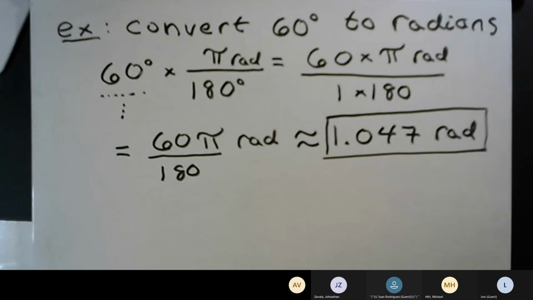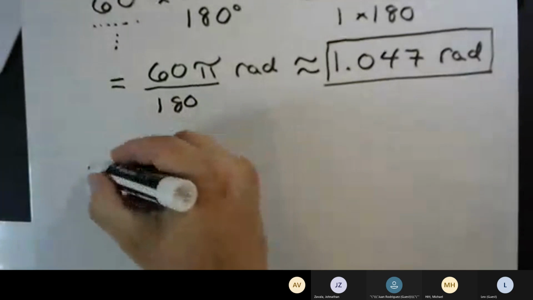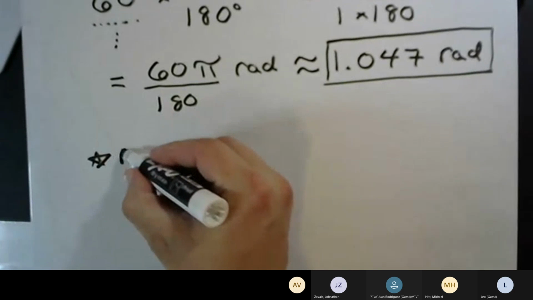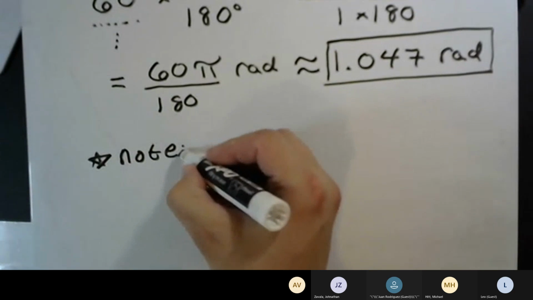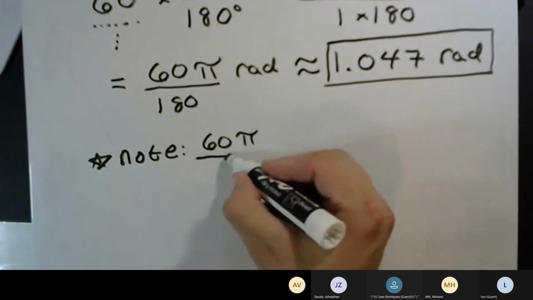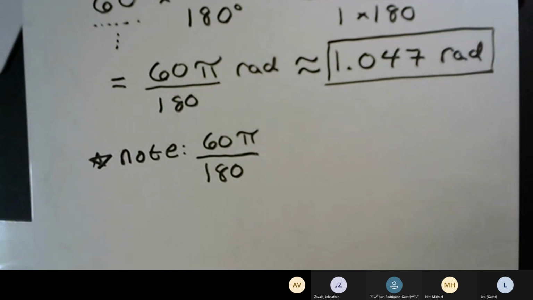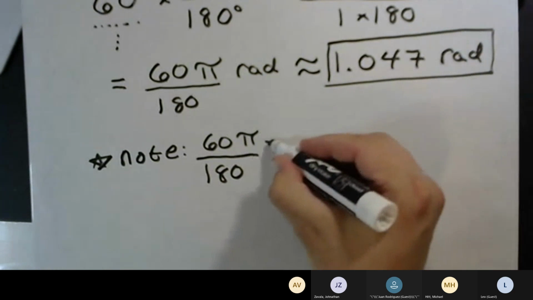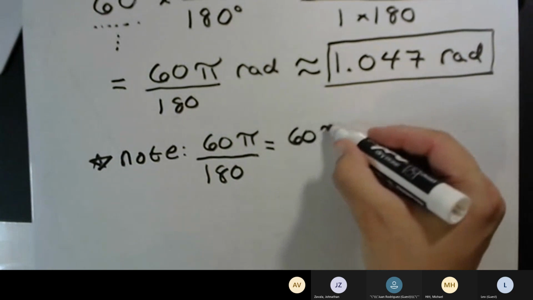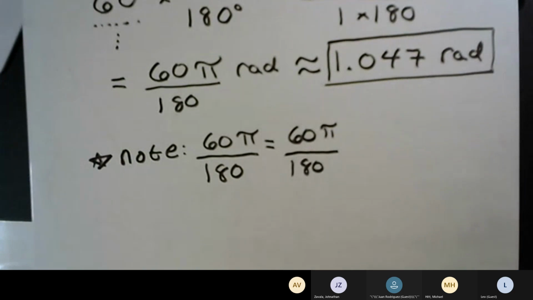Questions about that? Now, another way you'll see this written, you'll oftentimes see this written where they don't compute this as a decimal. Instead, they're going to treat it as a fraction and they're going to reduce it. And it turns out that 60 divides into 180.